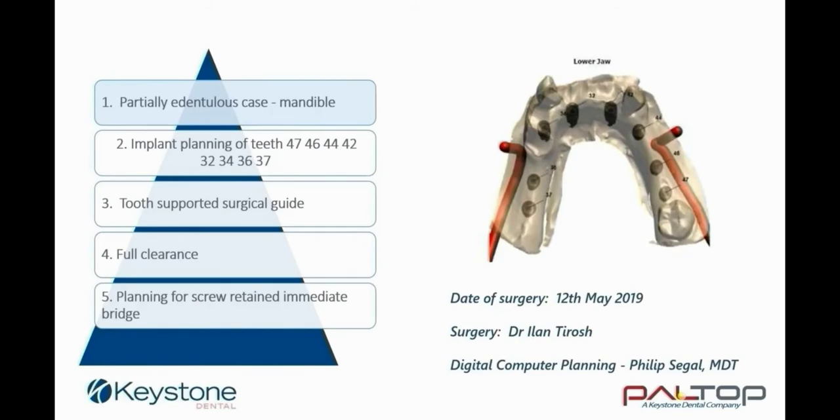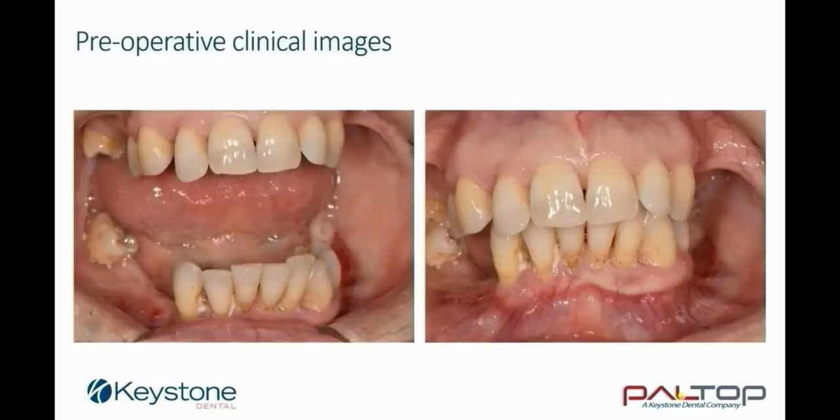A two-supported surgical guide will be manufactured. The case is planned for full clearance, and Dr. Tirosh would like to place a screw-retained immediate bridge. So now that we have reviewed the instructions, we can see that there is a contradiction. The case is planned for full clearance, and yet a two-supported surgical guide is requested. Therefore, we must understand during the planning stage how we can achieve this.